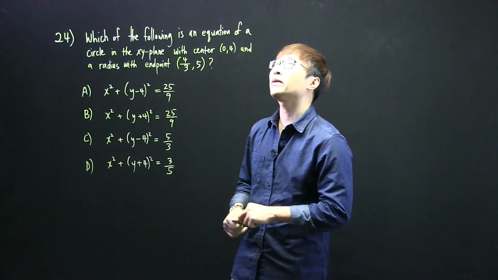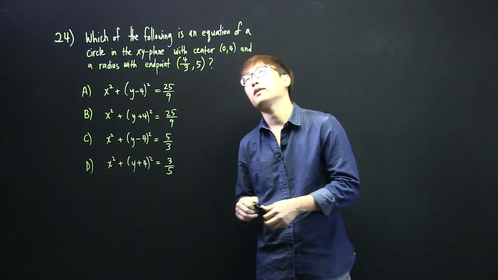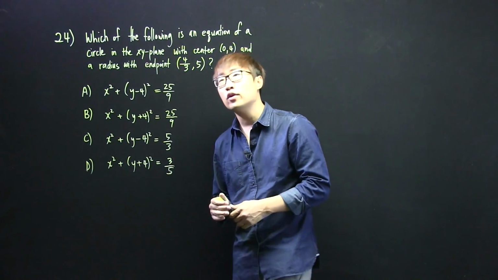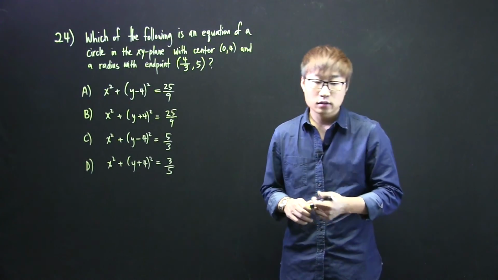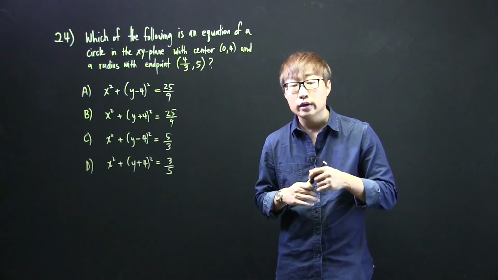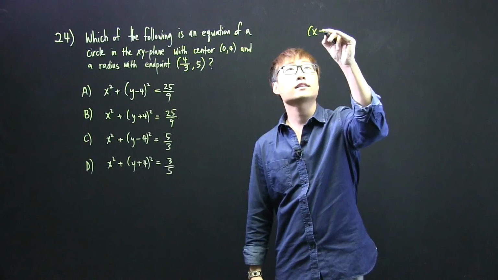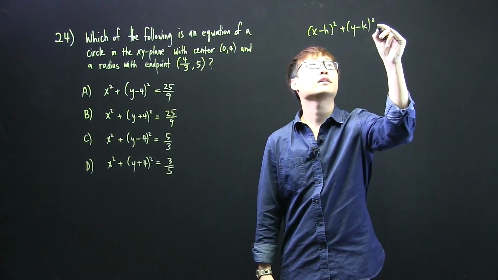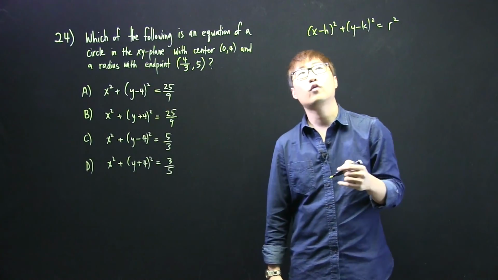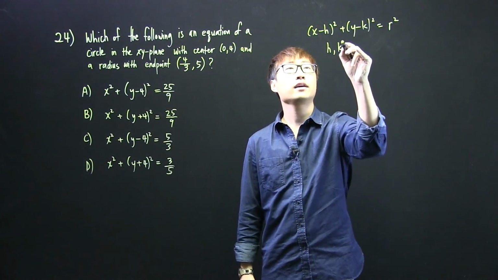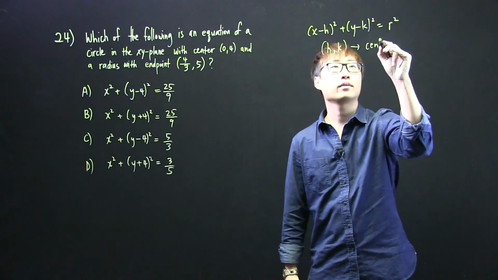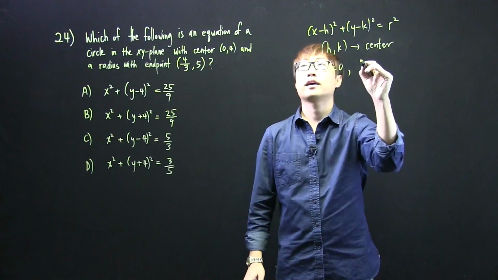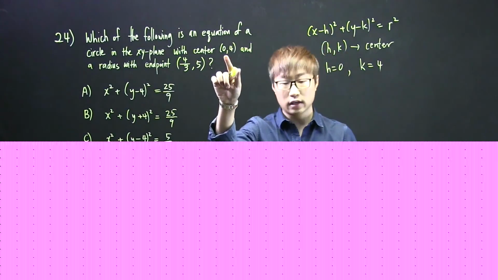24. Which of the following is an equation of a circle in the xy plane with center (0, 4) and a radius with endpoint (4/3, 5)? All right, so I hope everybody remembers the circle equation, which is (x minus h) squared plus (y minus k) squared is equal to r squared, of which we know h and k is the center, right? So in this case, h is 0 and k is 4, based on the given information.